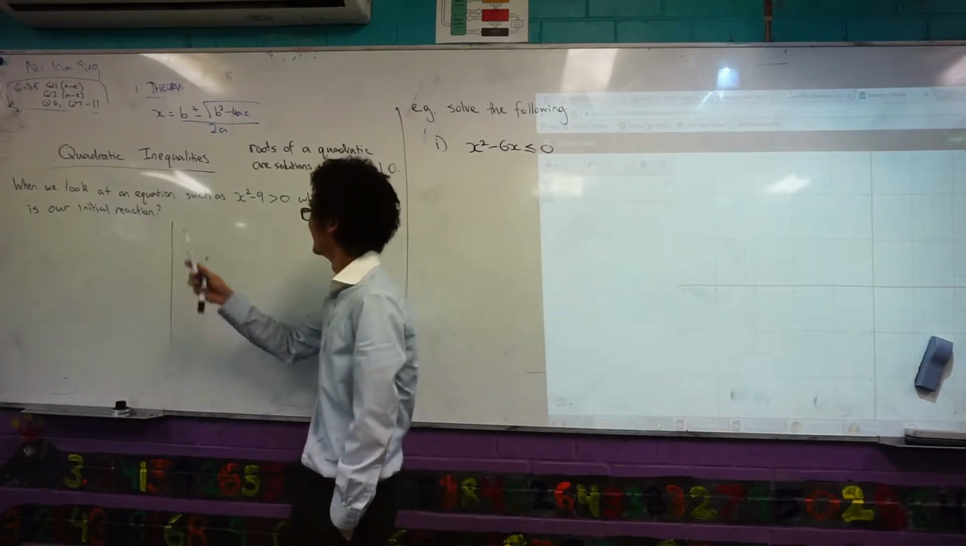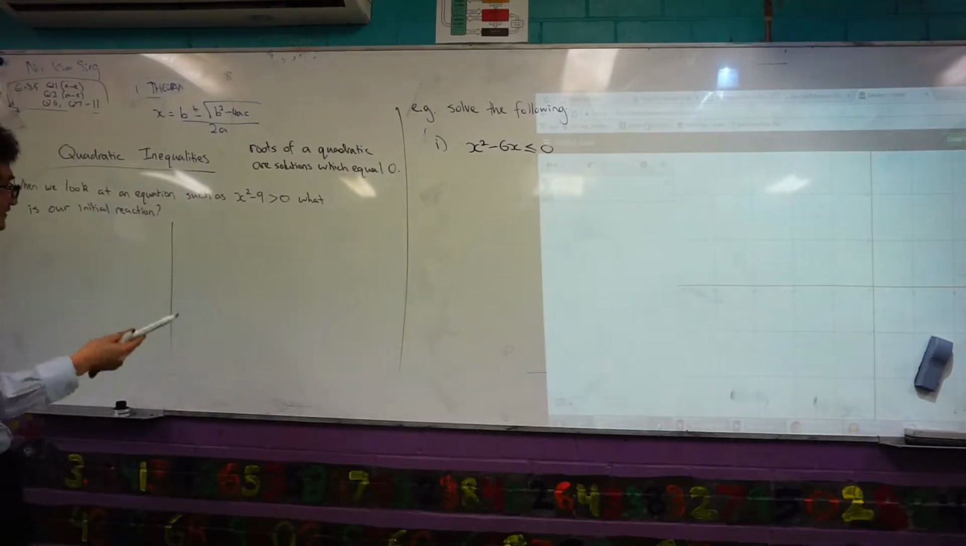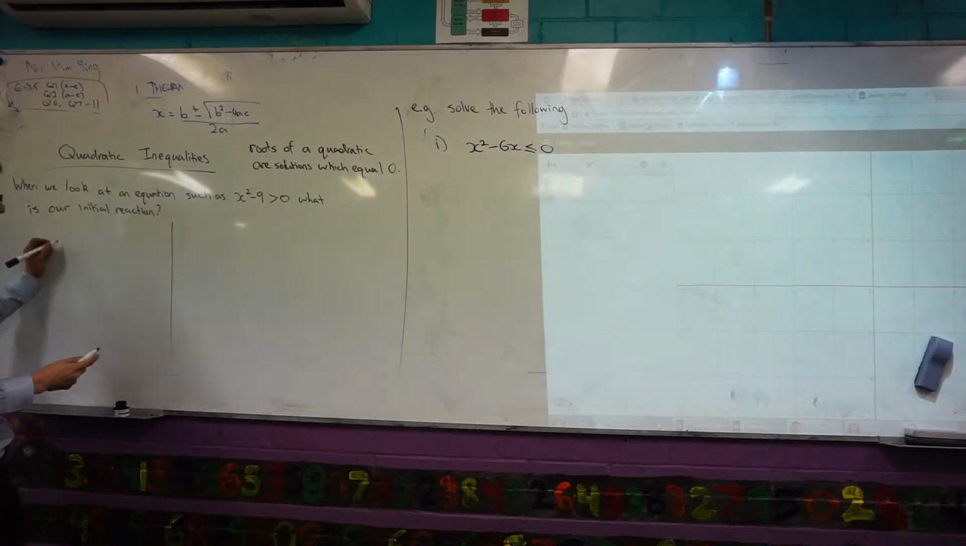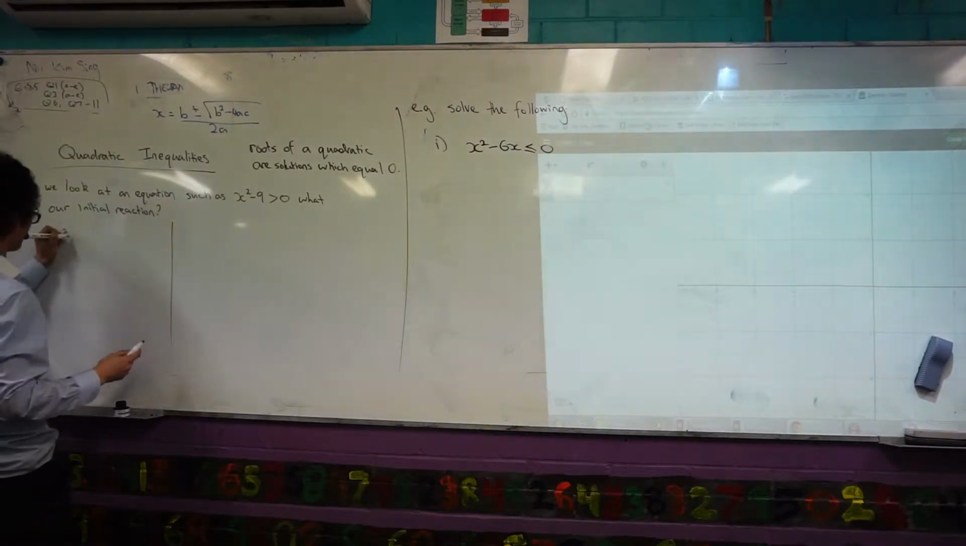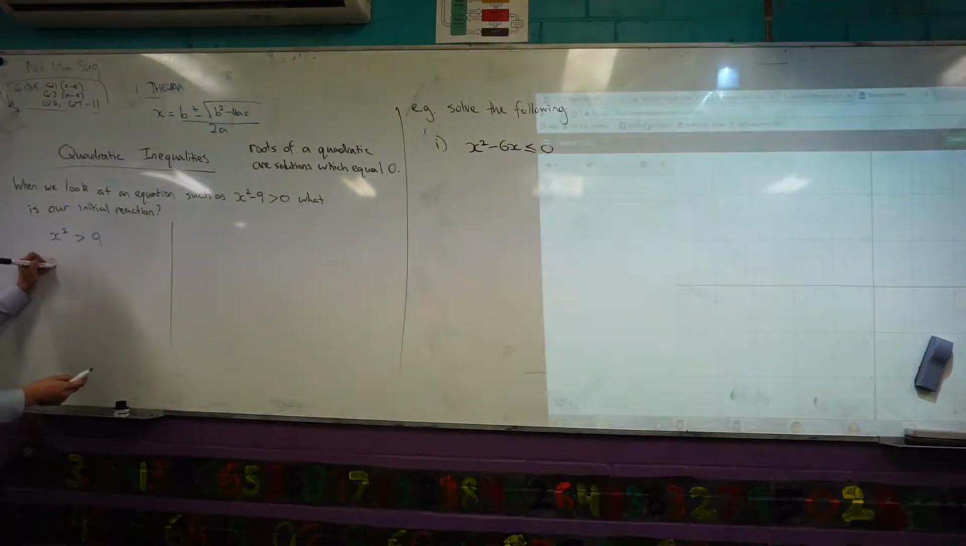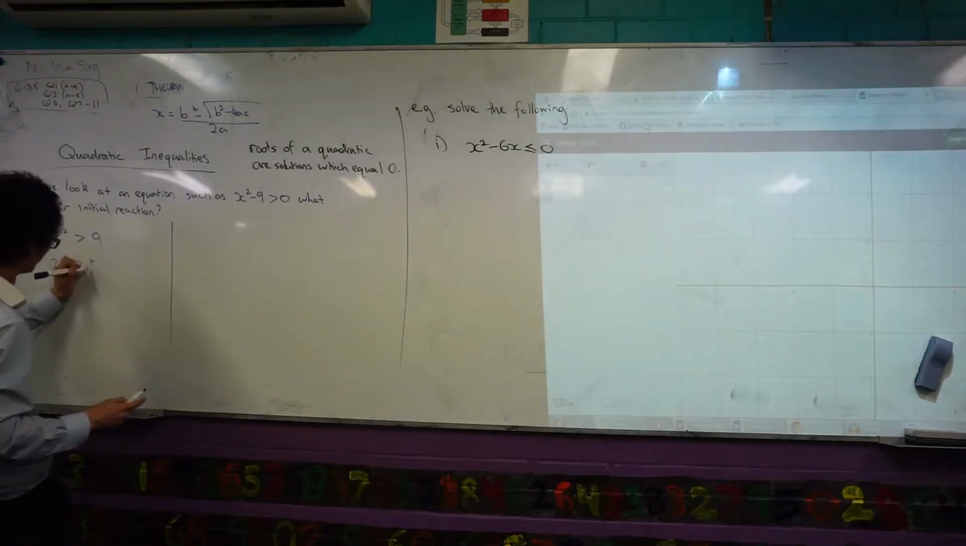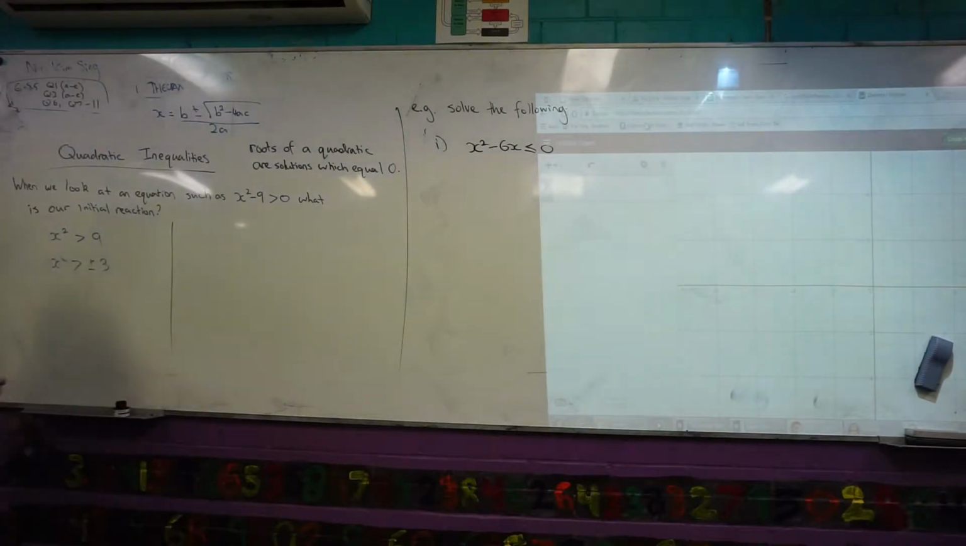What I reckon people want to do is say, okay, x squared minus 9 greater than 0. So let's just start rearranging. So I get x squared greater than 9, and then we've got to take square roots. Don't forget the plus or minus. So you get plus or minus 3, and that's the answer: x is greater than plus or minus 3. And we can test it out.